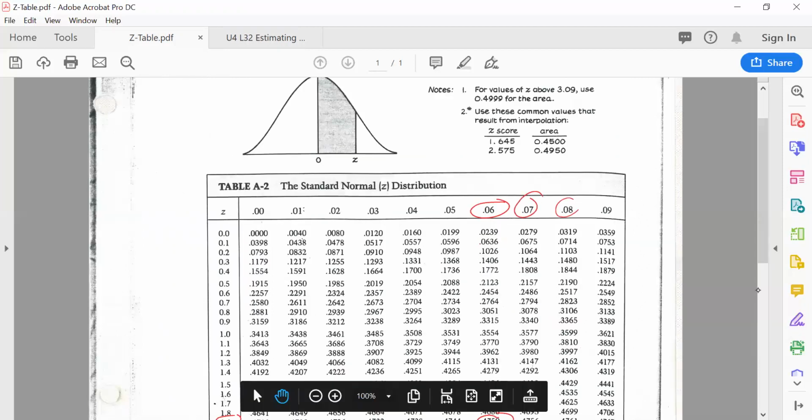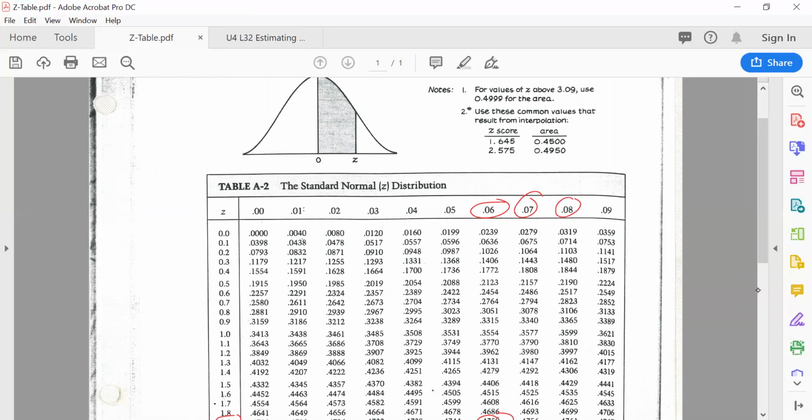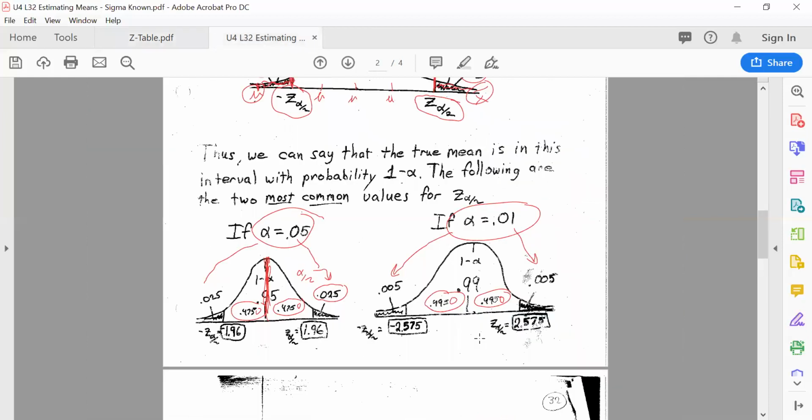and 2.58. So what do you do if you have an area you're looking for that's directly smack dab in between two areas on the z-table? You average the z-score. Instead of saying 2.57 or 2.58, we say, wait for it, 2.575. It's one of two special z-scores that are rounded to 3 places. So the z-score that is associated with alpha 0.01 is 2.575.